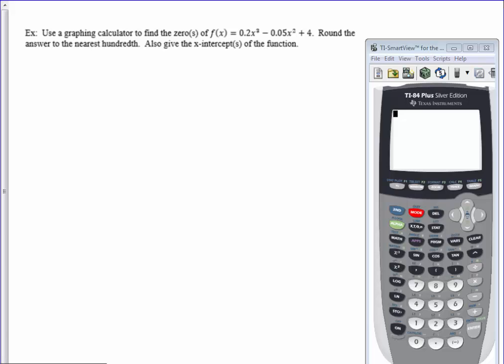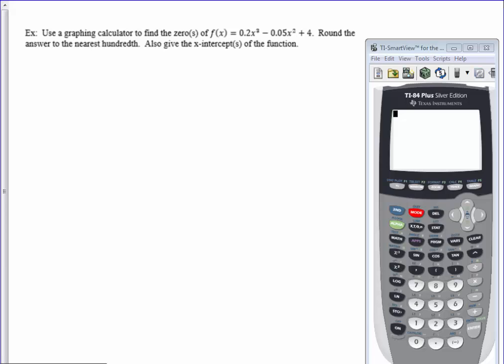This problem is a graphing calculator problem. It has asked us to use a graphing calculator to find the zeros of the function f of x equals 0.2 x to the third minus 0.05 x to the second plus 4. It is also indicated to round the answer to the nearest hundredth and also give the x-intercept of the function.